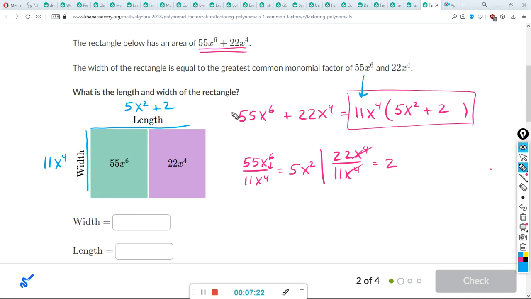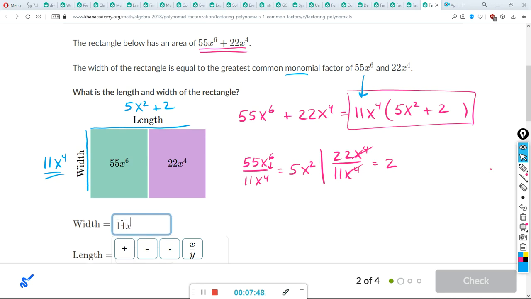Okay, so for all of these, the monomial, or the single term, is going to be this part for the width. And the binomial is going to be the length. So you have to enter those in the box. For the width, I'm going to put 11x to the 4th. Click it again to bring it down, and then use parentheses. And the length is 5x squared plus 2.